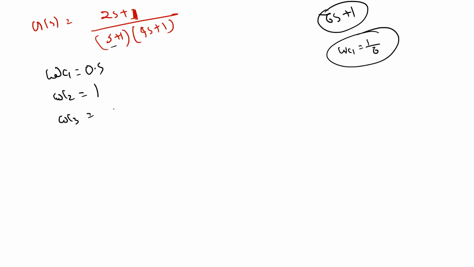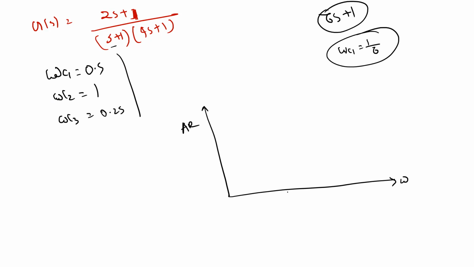Here this will be 1. Here this will be 0.25. So three corner frequencies we got. This is omega, this is your amplitude ratio. One corner frequency is at 0.25, one is at 0.5 and one is at 1. Is it clear? Now, what I told you: the lowest corner frequency is from the 4s plus 1 term, that is 0.25. So initially it will start from somewhere and go with a zero slope.